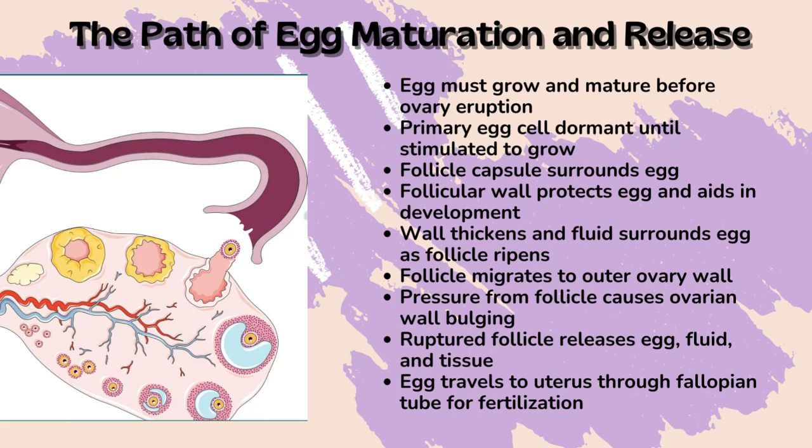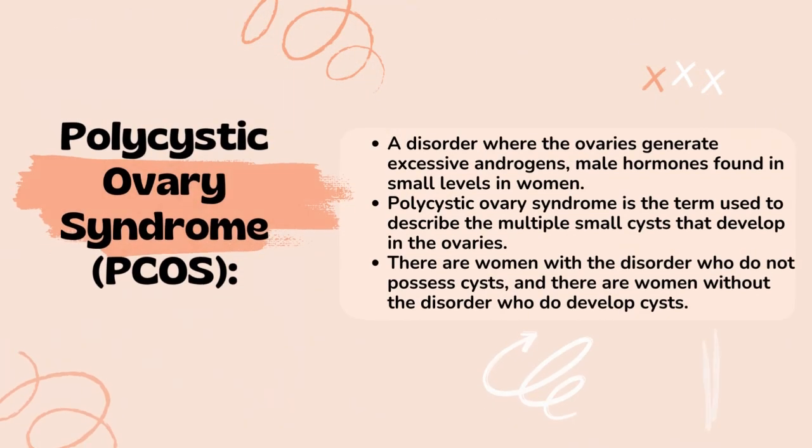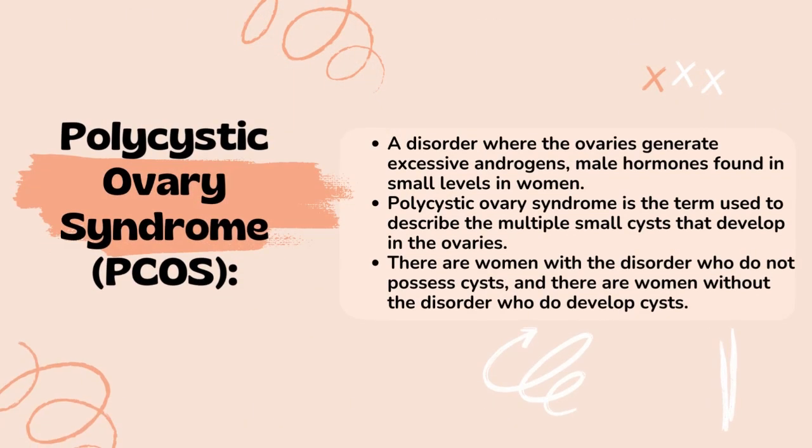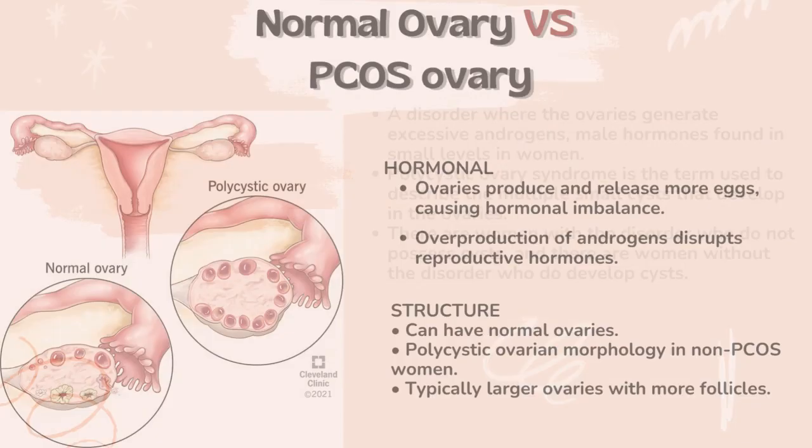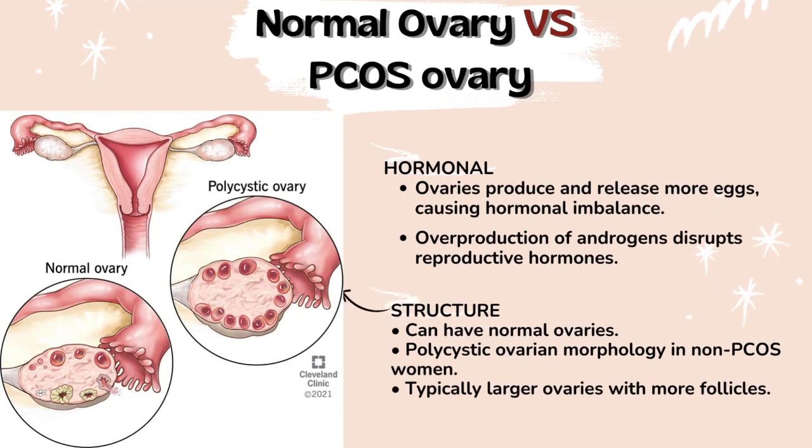One of the disorders of ovulation is Polycystic Ovary Syndrome or PCOS. PCOS is a disorder where the ovaries generate excessive androgens, male hormones found in small levels in women. Polycystic ovary syndrome is the term used to describe the multiple small cysts that develop in the ovaries. There are women with the disorder who do not possess cysts, and there are women without the disorder who do develop cysts. So what makes it different from normal ovaries?